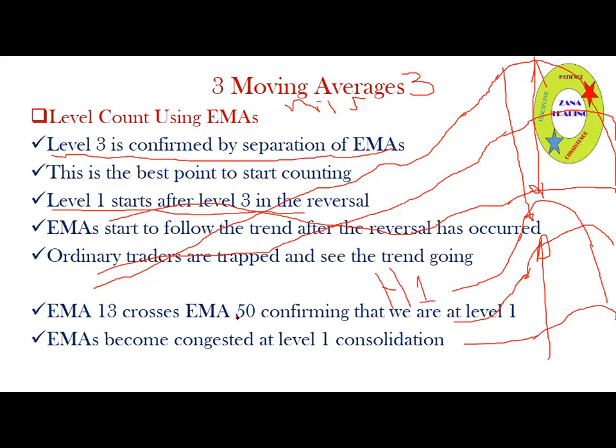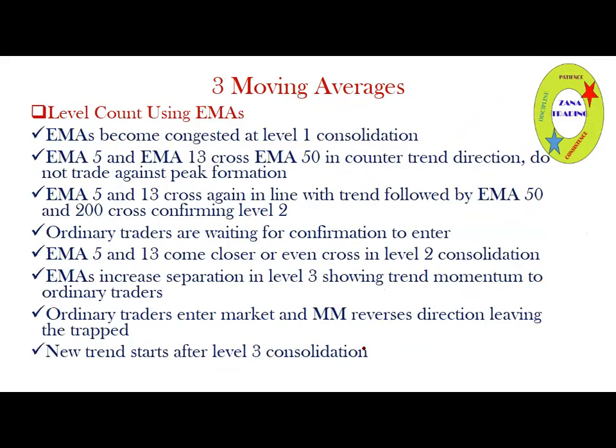So MA13 crosses 50, confirming that you are at level 1. MAs become congested at level 1 consolidation, which means at level 1 consolidation, they start to come together. Then they become congested at level 1 consolidation. MA5 and MA13 cross MA50 in the counter trend direction. Do not trade against the peak formation.